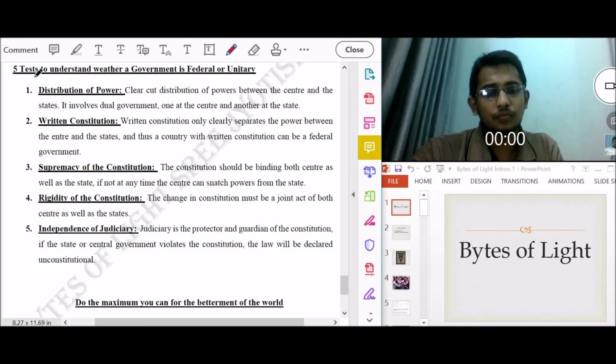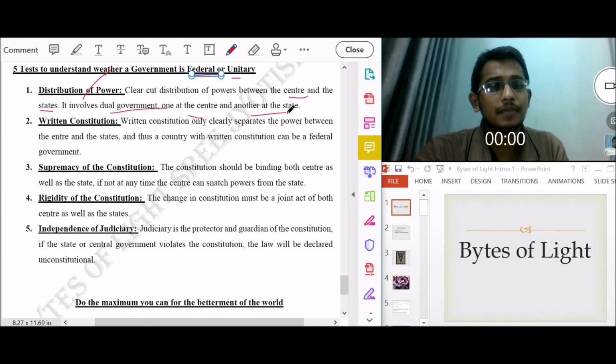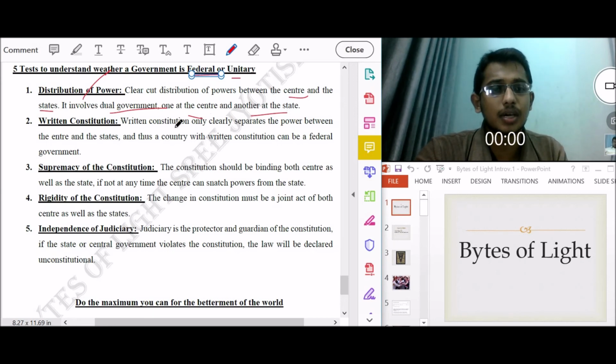Let us understand 5 tests to decide whether a particular government is federal or unitary. First, the distribution of power. There will be a clear-cut distribution of power between the center and the states in case of a federal government, and it involves dual government, one at the center and one at the state. For example, in case of India, we have a central government and we have state governments. That is, we are a federal country.